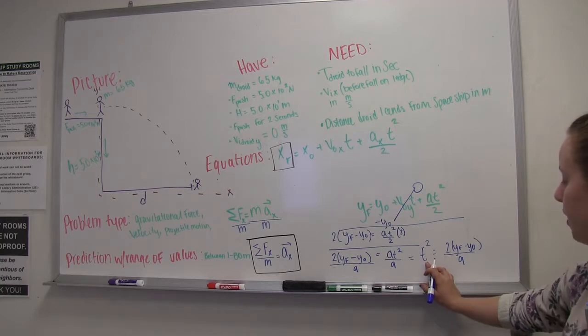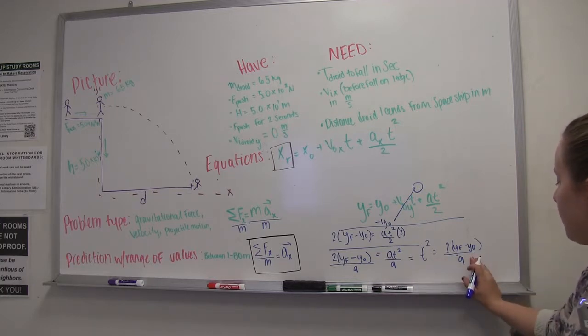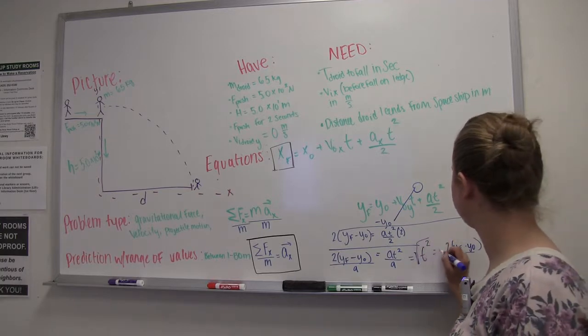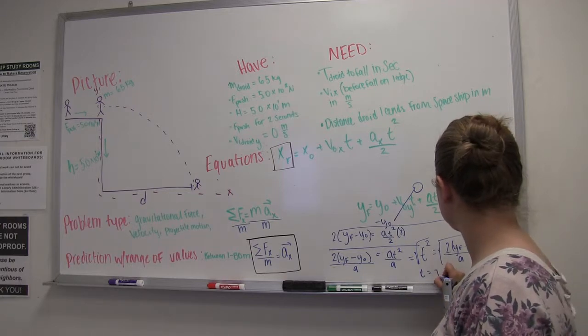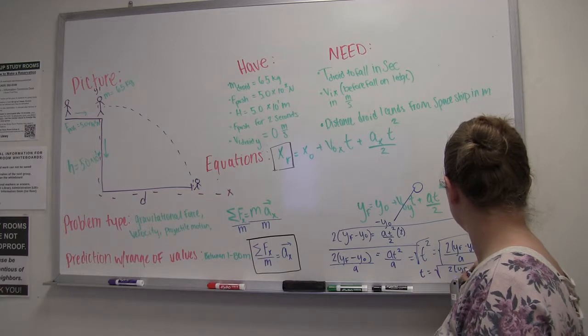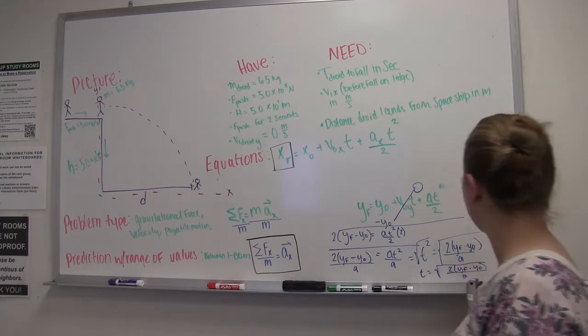We have time where we want, almost completely isolated, and all of our other variables on the other side. So the last thing we're going to do is take the square root of both sides. So now we have time equals the square root of 2 times y final minus y initial over a.